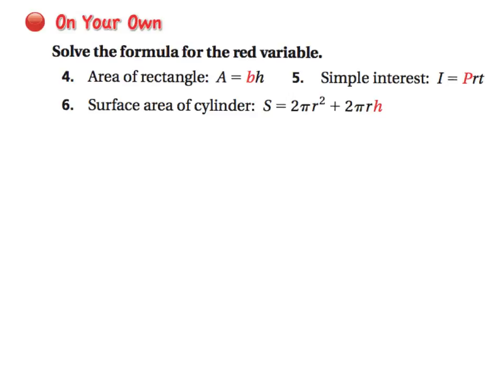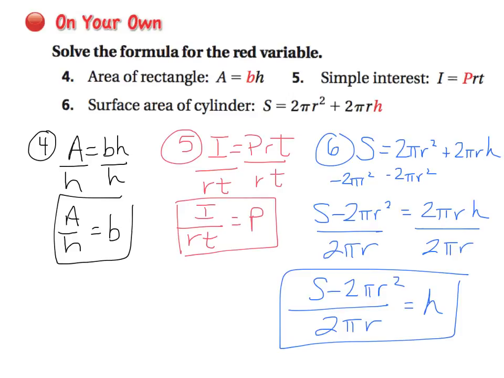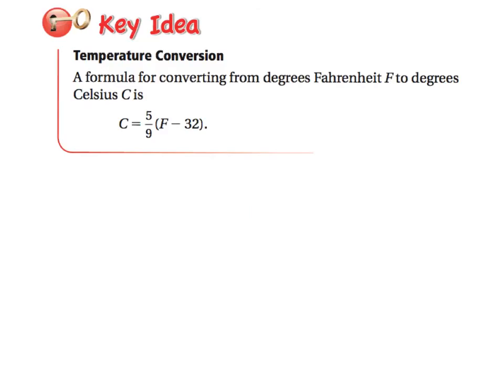You can skip this part, or you can try these four on your own. Here would be 3 examples with their answers that have been completed. Here's your key idea. This key idea is a formula for converting from degrees Fahrenheit F to degrees Celsius C. The formula is C equals 5/9 times the difference of F and 32.